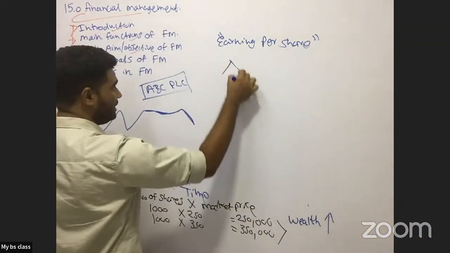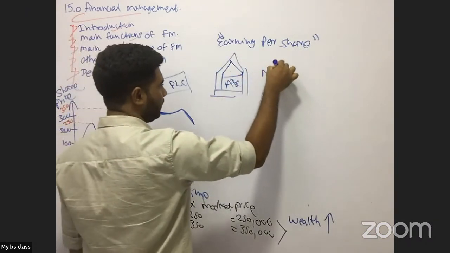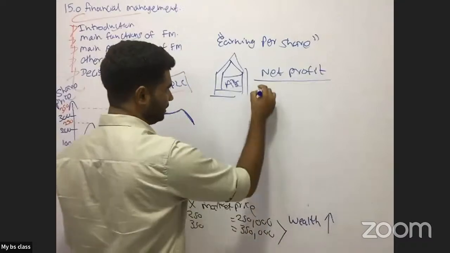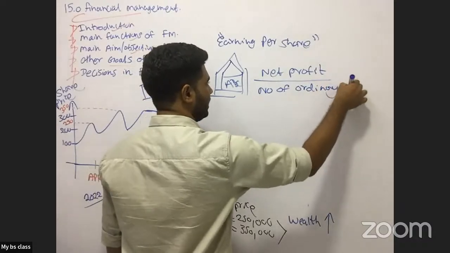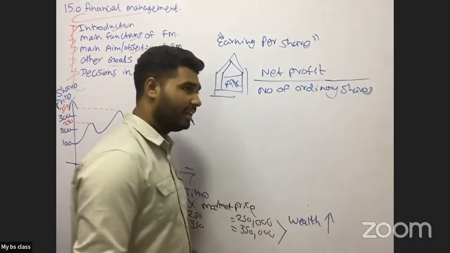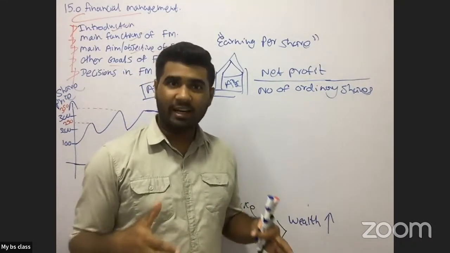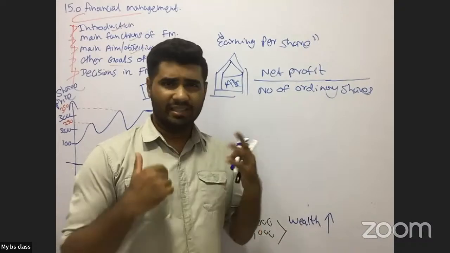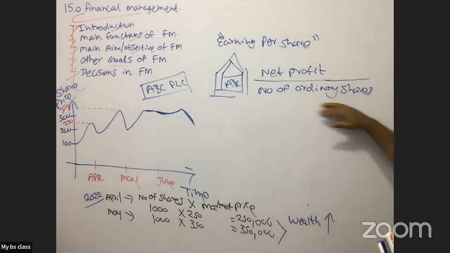Now these companies, ABC companies, the net profit you divide by the number of ordinary shares, basically the number of shares. Again, what are ordinary shares is a separate topic. I'll be discussing it, because there are mainly two kinds of shares, preference shares and ordinary shares. So just think of it as shares at the moment. So the net profit divided by the number of shares.